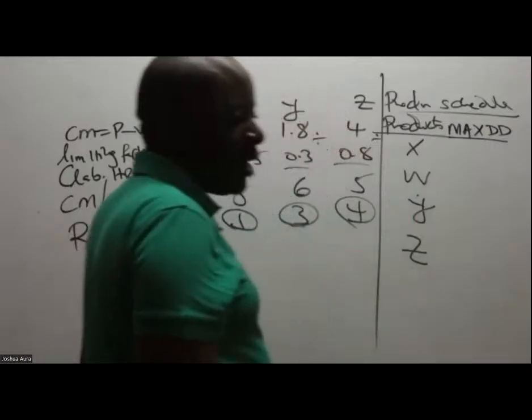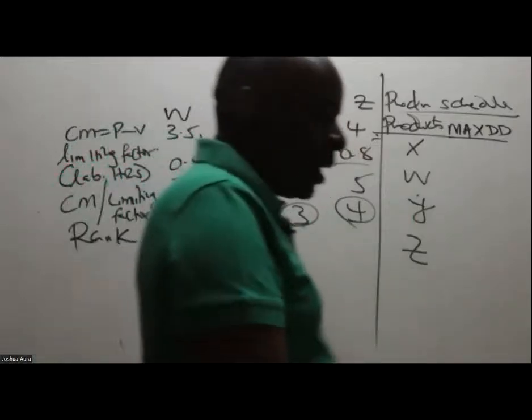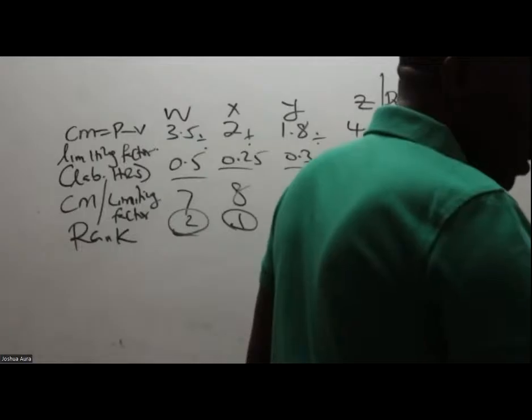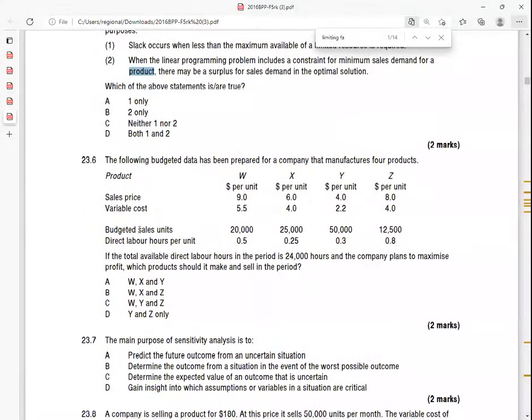So maximum demand for X, are you able to see the maximum demand? Yes, they're here, budgeted sales units. So for X, I have 25,000. And then for W, we have 20,000. Y, we have 50,000. And then lastly, Z, we have 12,500.